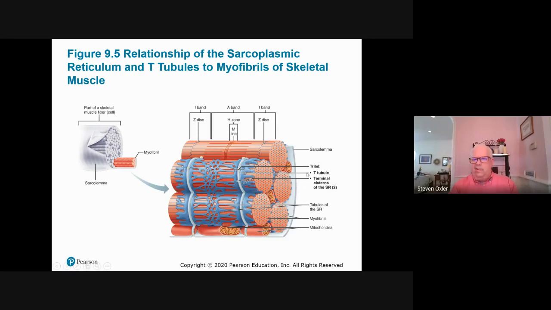And here is what we're talking about. Here's the triad. It is the T-tubules, the sarcoplasmic reticulum, two of them, all right? And here we have the muscle fibers themselves and the myofibrils. This is a myofibril. Remember, it is thousands of myofilaments, okay?